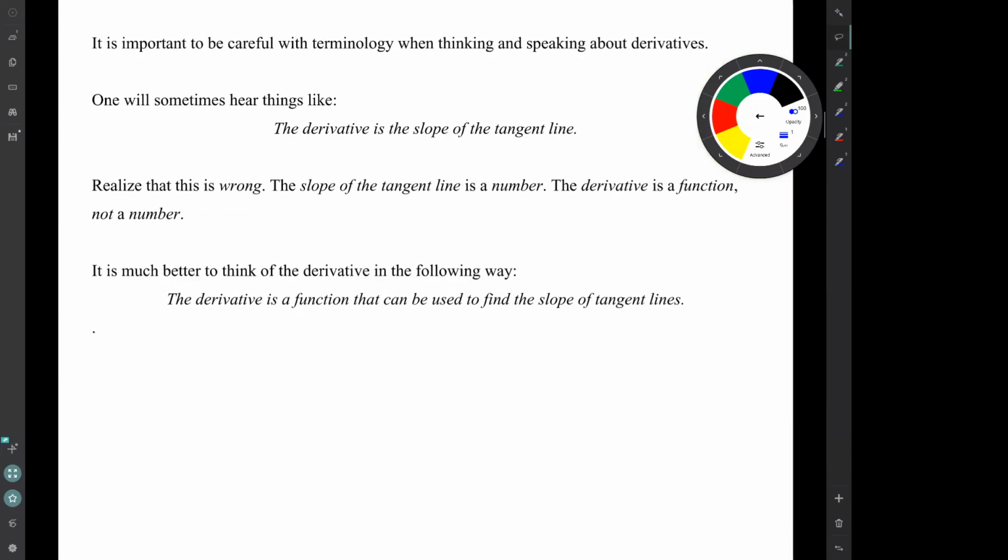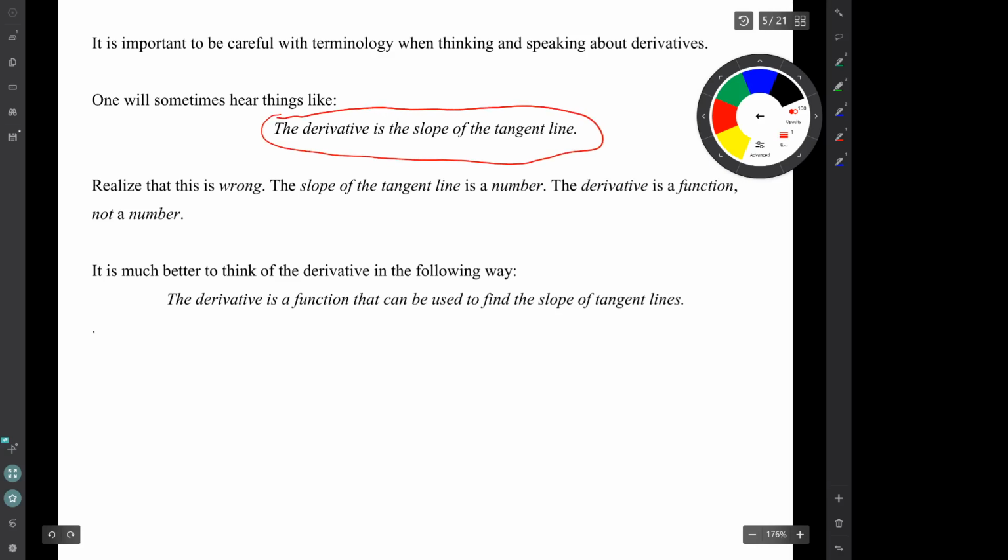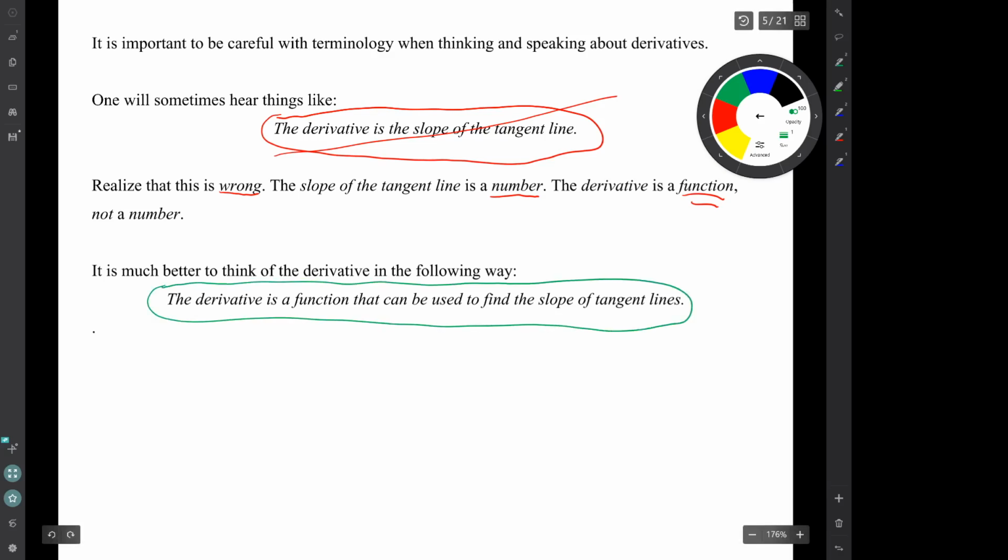A couple of things are important to note. You'll often hear this sentence: the derivative is the slope of the tangent line. This is actually wrong. The slope of the tangent line is a number. The derivative is a function, not a number. They're not the same thing. So a better way of thinking about the derivative is this. The derivative is a function that can be used to find the slope of tangent lines. So the derivative itself is not the slope of the tangent line.